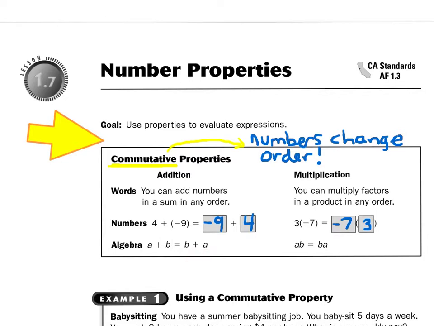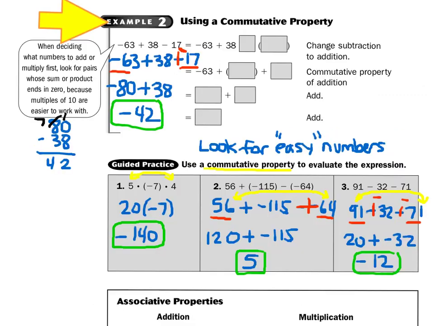Now with multiplication, it works as well. For example, positive 3 times negative 7 is exactly the same thing as negative 7 times positive 3. Or A times B is the same as B times A.